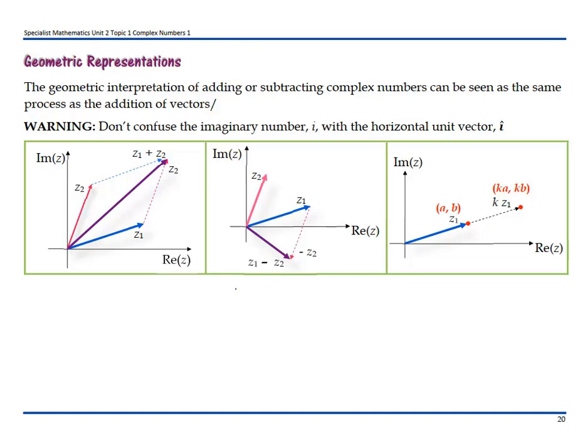I've done the second one as a subtraction. So blue is z1, pink is z2, and the purple would be z1 minus z2. You can see that's because we go across z1, and then I've had to reverse the direction of z2 because we're subtracting it. So you end up with your resultant down there. And also remembering that when we multiply by a constant, it's just a longer line. So your modulus is longer.